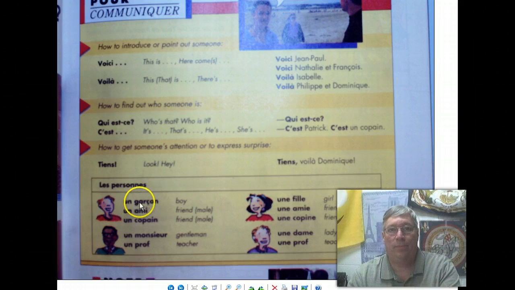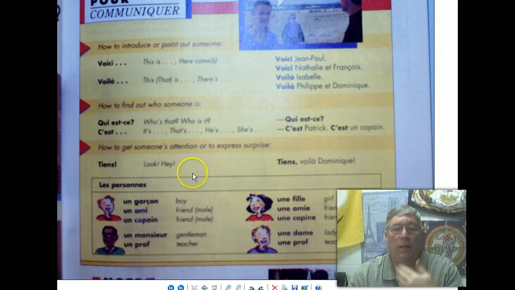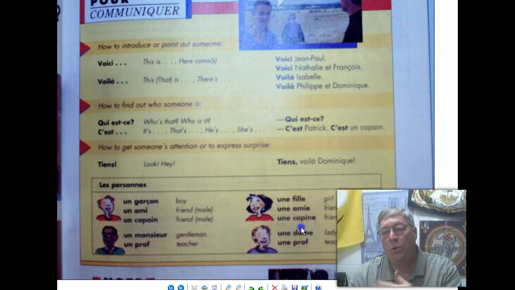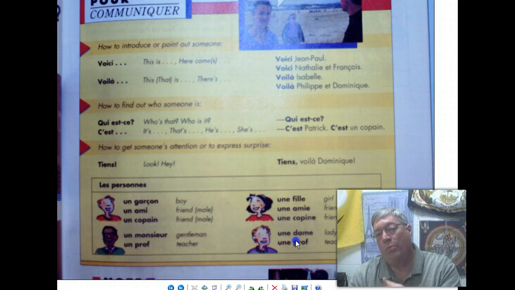Un garçon, une fille, un ami, une amie, un copain, une copine, un monsieur, une dame, un prof, une prof.